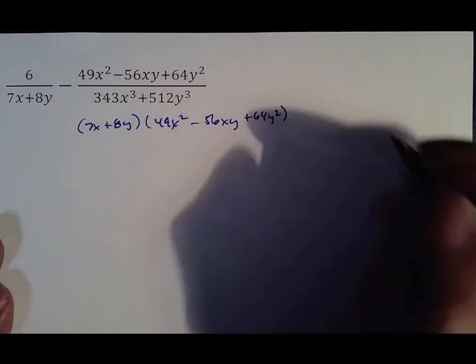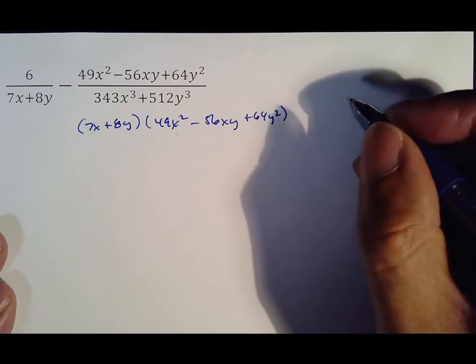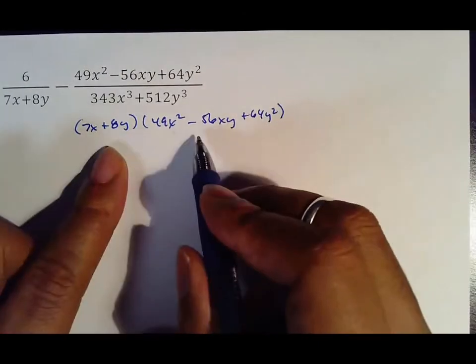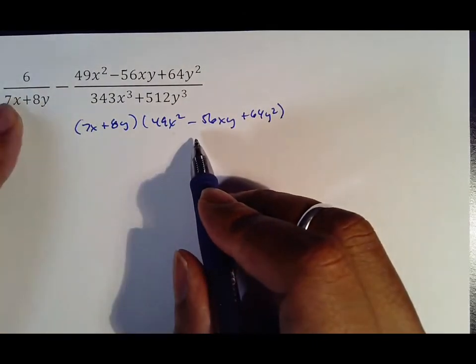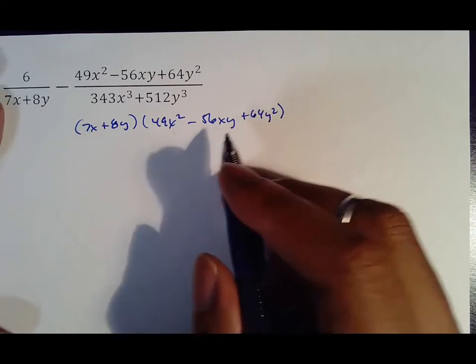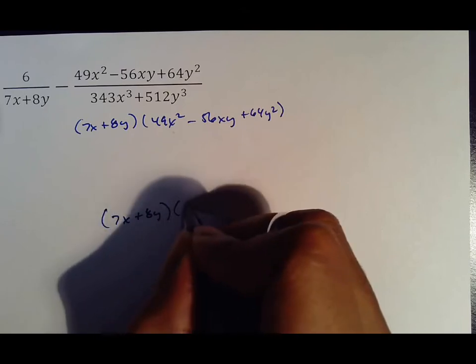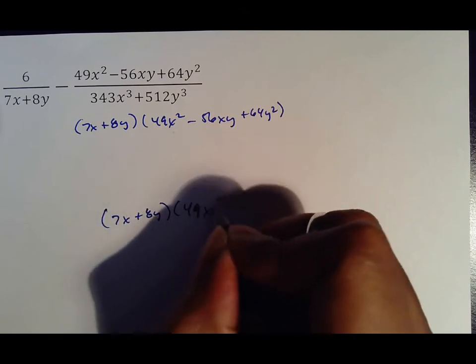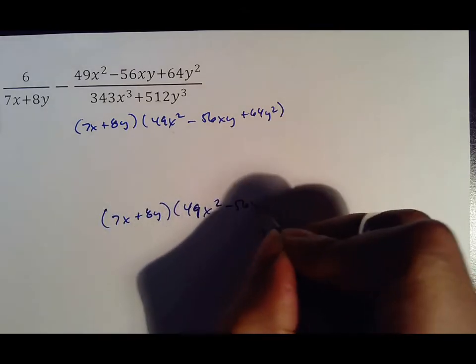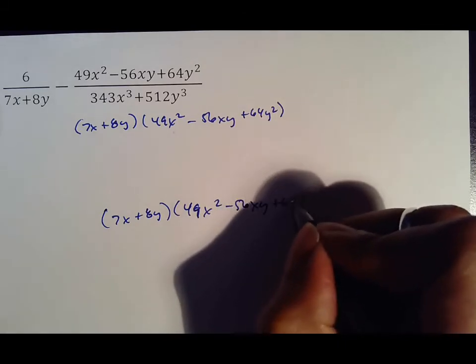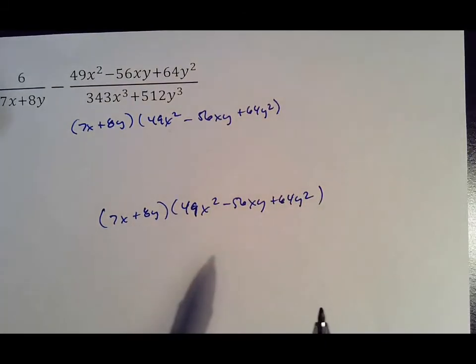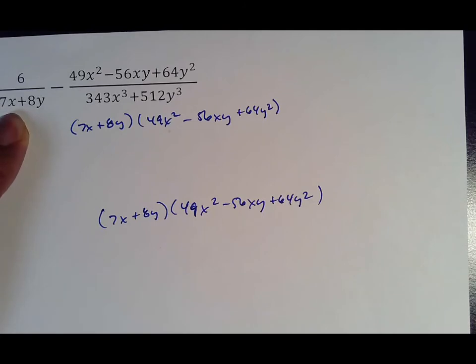So my LCM has to be exactly what's here, because I already have a 7x plus 8y there. So anyway, this is what ends up on the bottom. And what's missing from this is the part there. So I'm going to multiply all that.